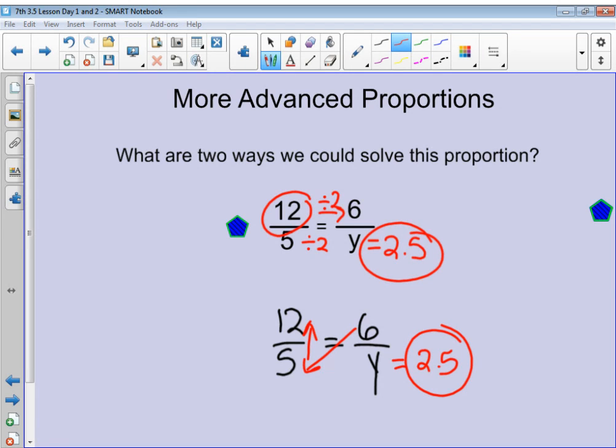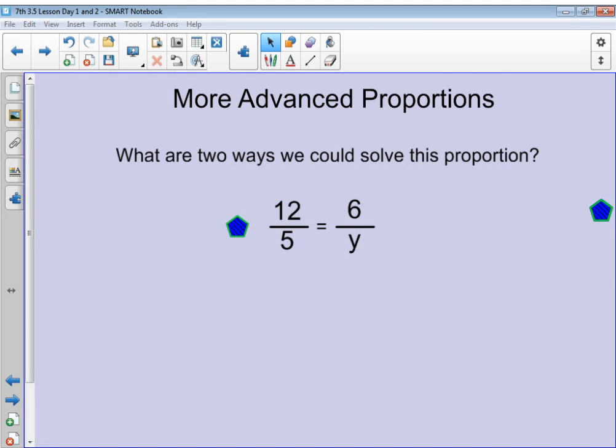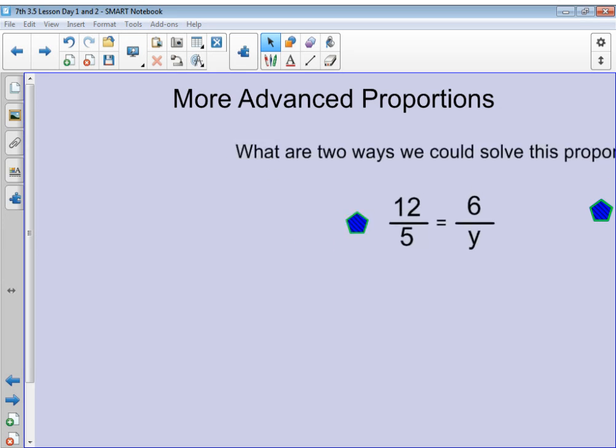Okay, so those are the two different ways that we can solve proportions. Sometimes it just depends on the proportion as to which one's easier to use. So the more you get used to understanding how to solve it, sometimes mentally solving might be easier to see what's happening to the first ratio to get that second set of numbers.